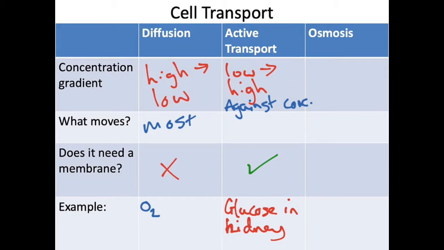Right, osmosis is the movement of water specifically, so it's just water. It moves from where there's lots of water to where there's not much water, so you can say from a high water potential to a low water potential. Does it need a membrane? Yes, it does: a semi-permeable membrane. That means something that would let water through, but not salts or sugars. Osmosis takes place in our large intestine when we absorb water.